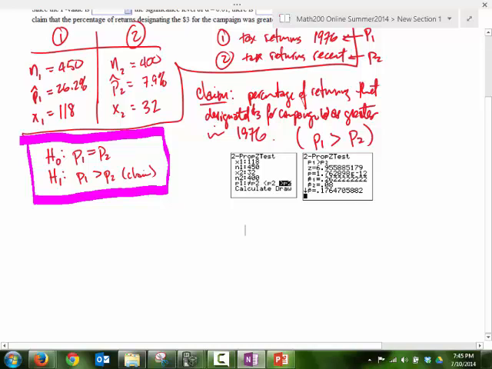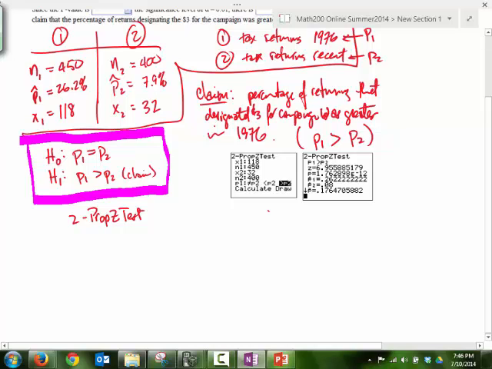So obviously you can't just take screenshots and put it on your test, right? So what do I want to see? I want to see that you use a 2 prop z test. And if you're not sure what I want, then write everything down.